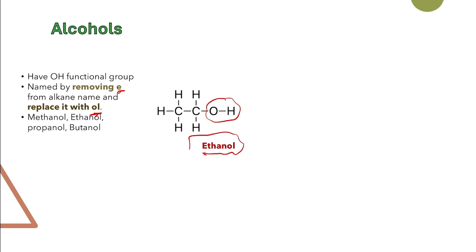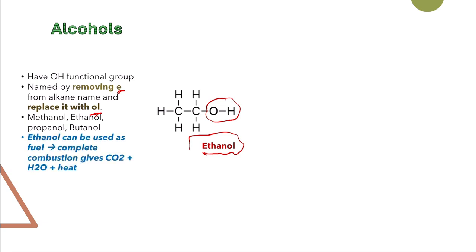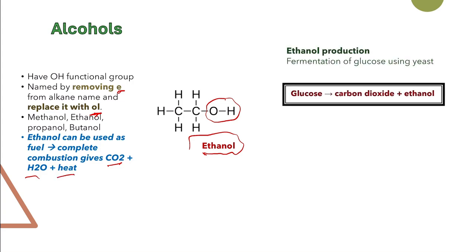So examples: methanol, ethanol, propanol, and butanol, depending on the number of carbon atoms. Ethanol can be used as fuel because it undergoes complete combustion to give carbon dioxide, water, and heat. It's very important to know how to produce ethanol. Ethanol is produced by fermentation of glucose using yeast. So glucose will give you carbon dioxide and ethanol. These are the products of the fermentation.